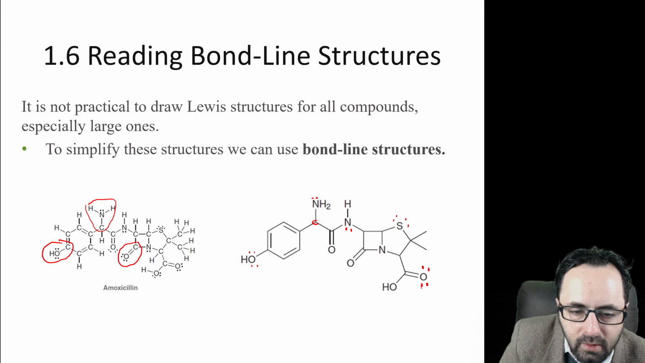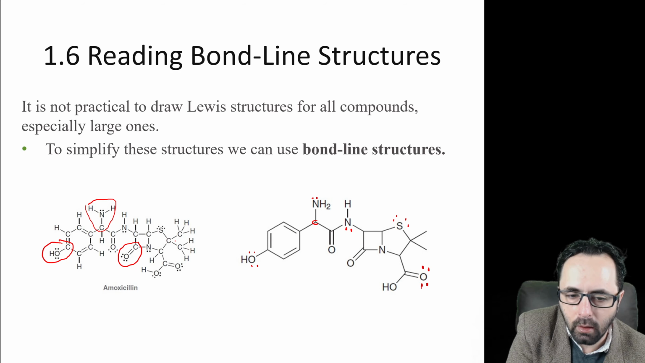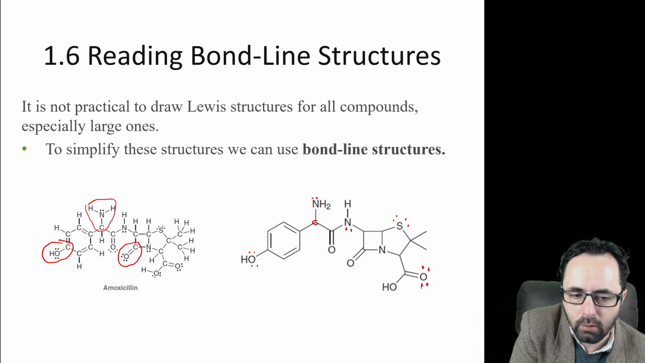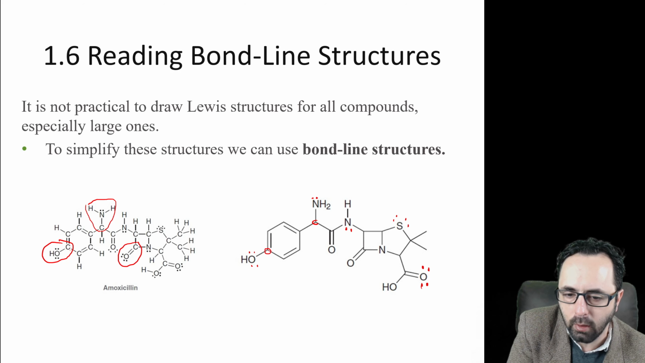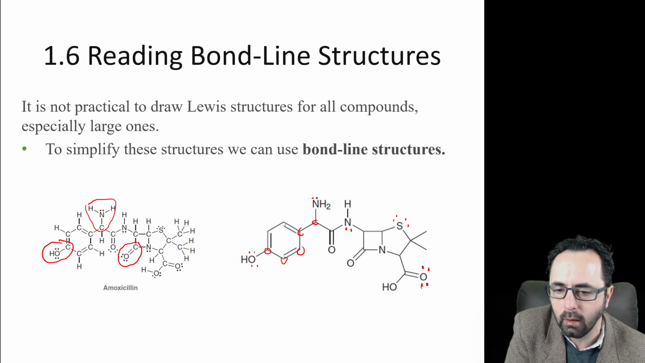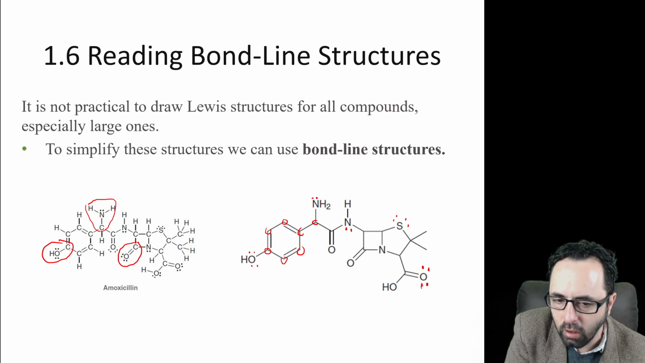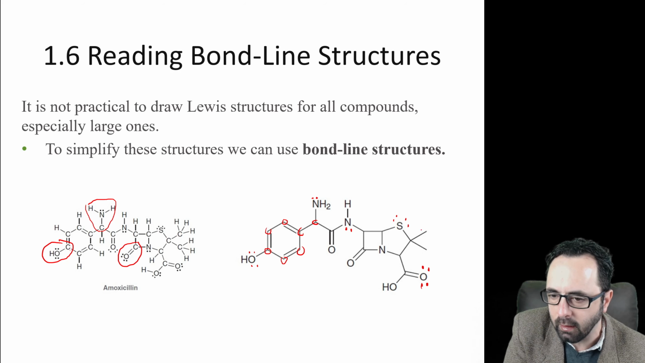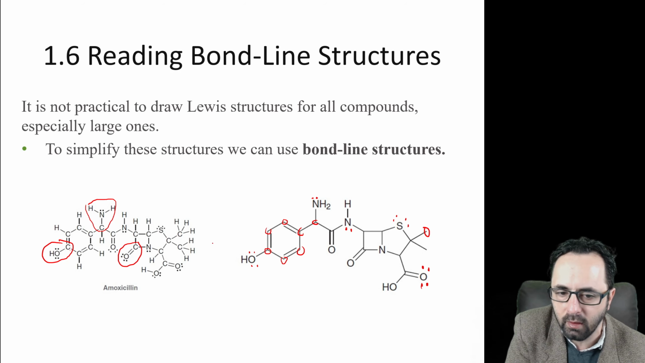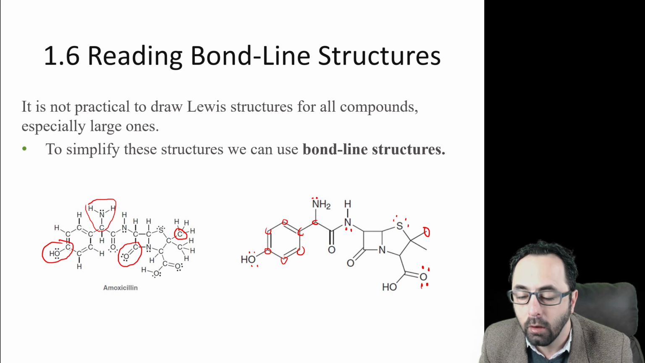Going back to our amoxicillin structure, if we look at this carbon right here, that's this point right here. Each of these is a carbon: here, here, here, here, here, here, here. And then each endpoint, like this one here, is also a carbon. So this endpoint is this carbon right here. And notice lastly, hydrogens that are attached to carbons are not drawn.